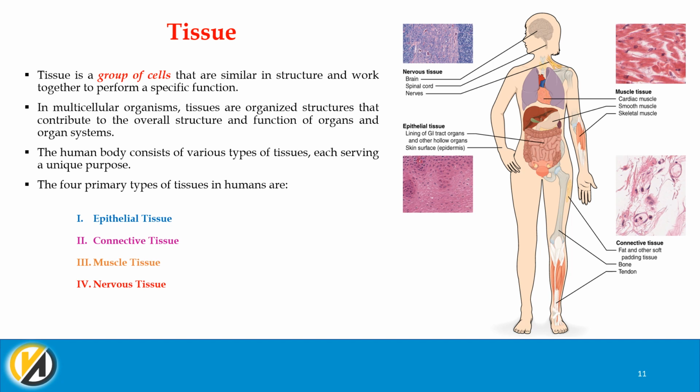The four primary types of tissues in humans include epithelial tissues, which are found in the lining of the GI tract organs and other hollow organs, and on the skin surface, which is the epidermis. The second one is connective tissues, which are found in fat and other soft padding tissues, bones, and tendons. The third one is muscle tissues, which are found in cardiac muscle, smooth muscles, and skeletal muscles. And the fourth one is nerve tissues, which are found in the brain, spinal cord, and nerves.